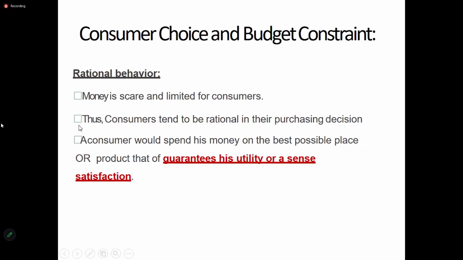You just understand what rational behavior is. Consumers will think about pros and cons and every time spend their money in the best possible way, not just spending idly. So what is the utility theory we discussed? Does anybody remember?